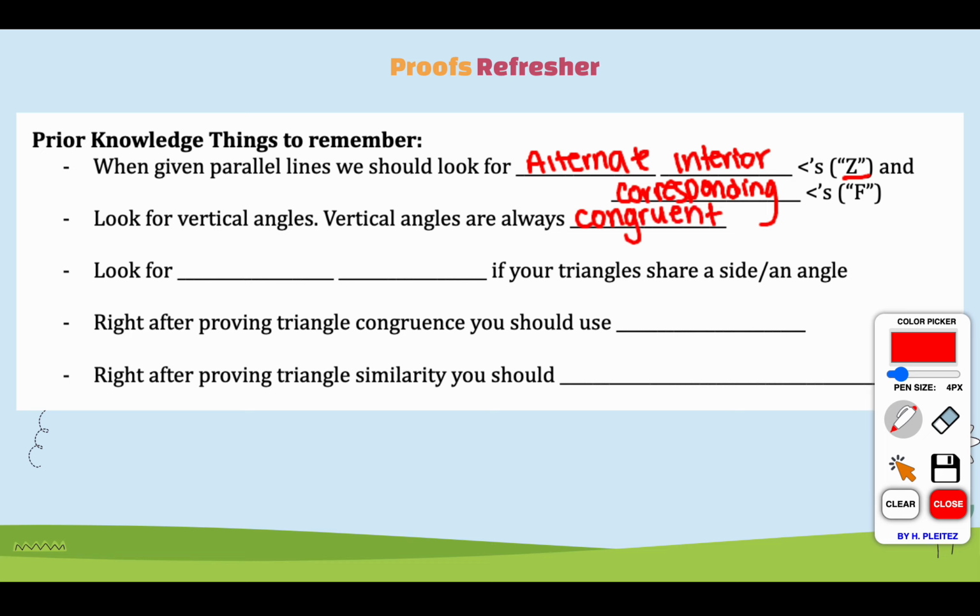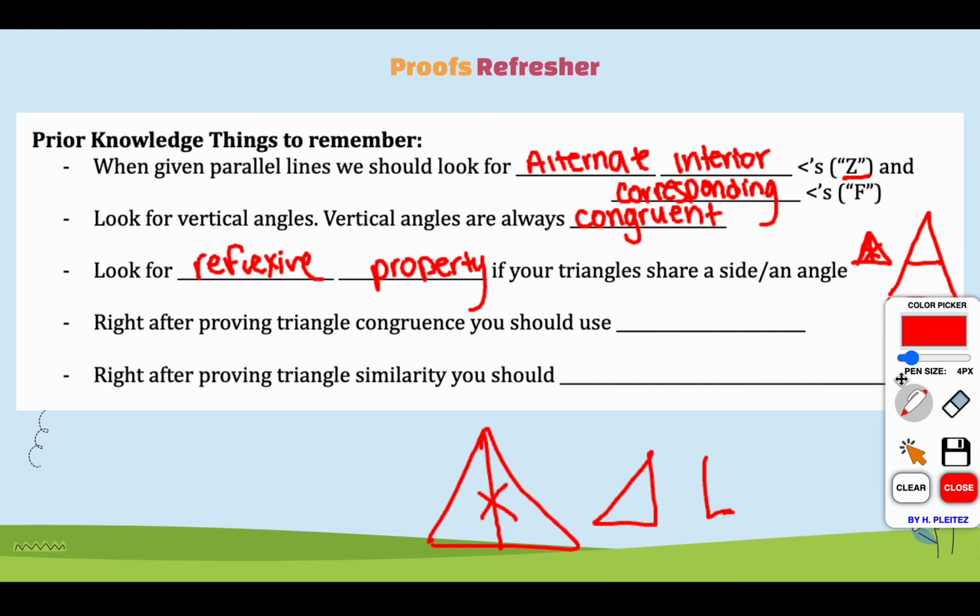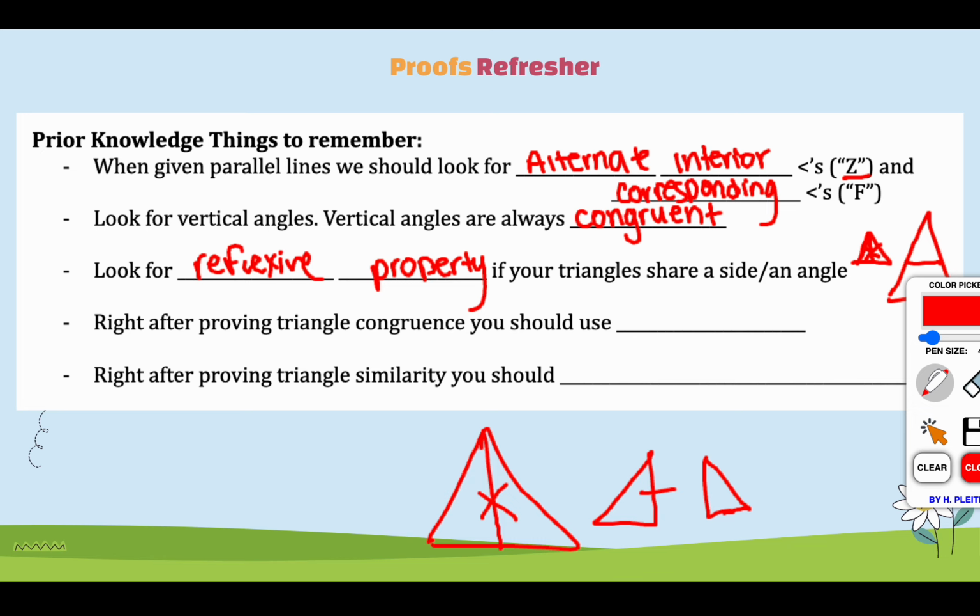We also want to look for the reflexive property. So this is if our triangles are sharing a side or an angle. If we were sharing a side, it would kind of look something like this. And if we were sharing an angle, they would be overlapping like such, right? And remember, when we're sharing a side, we put an X in. I'll draw this a little bit bigger. So if we have 2 triangles sharing a side, we always put an X in to mark that, hey, if we separated our 2 triangles, we know that those pieces would be congruent to one another, okay?